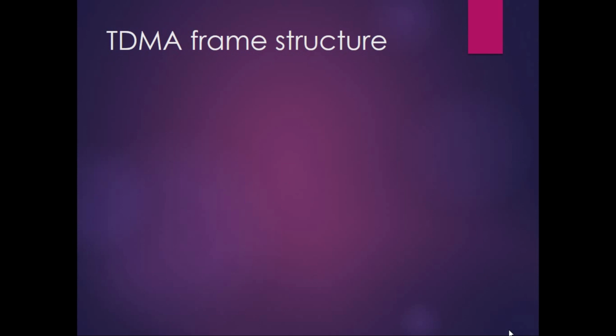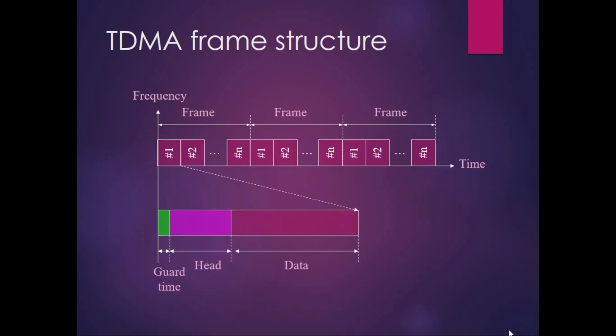Now we see the frame structure of TDMA. Dear viewers, in this slide we see the frame structure of TDMA. In the graphical view we see that the time is divided into different slots and the vertical line shows the frequency. That means the time is divided into n times and the frequency is the same. If we look at a slot, in these slots first comes guard time, then header, then data. Through this structure we transmit information in TDMA technology.